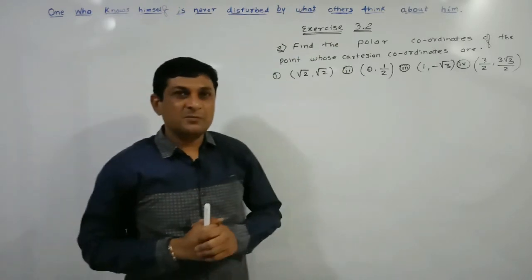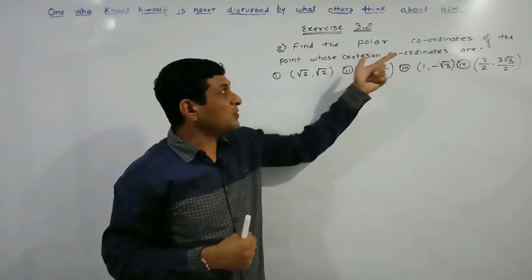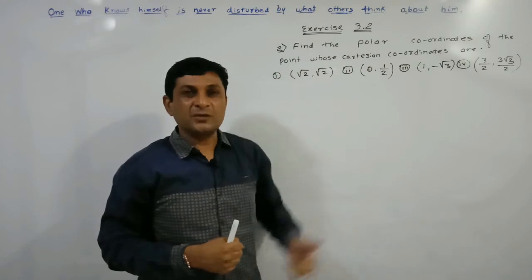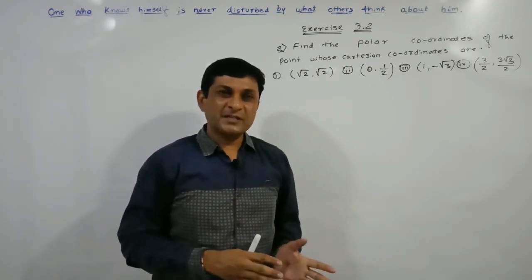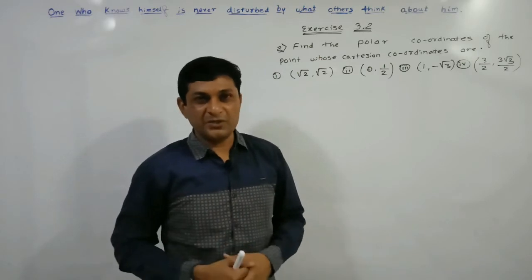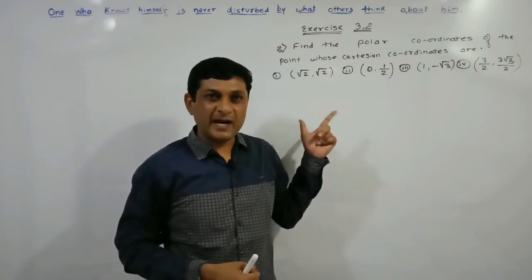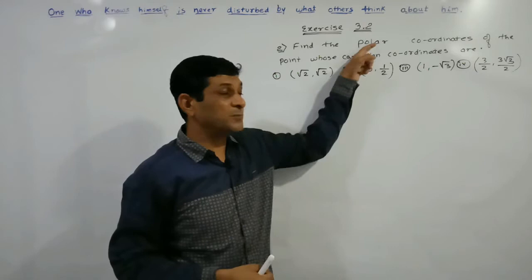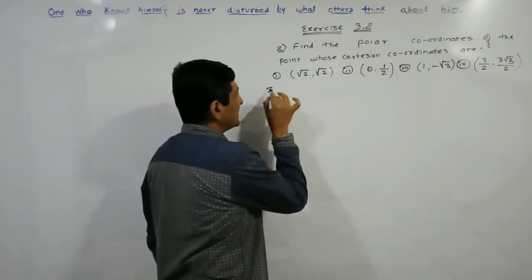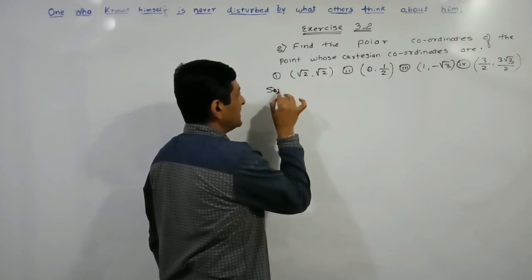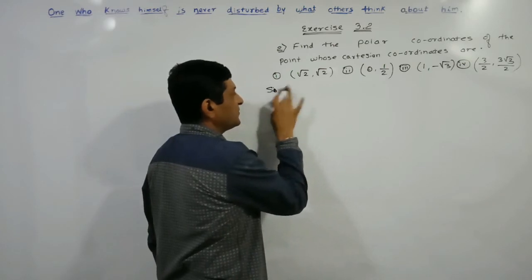See, in the question number 2, we are finding polar coordinate of a point whose Cartesian coordinates are given to us. In the last example, polar coordinates are given. We have seen how to find out Cartesian coordinate. Now we are finding polar coordinate. Cartesian coordinates are given to us. So see the example number first. Now we are solving first example.